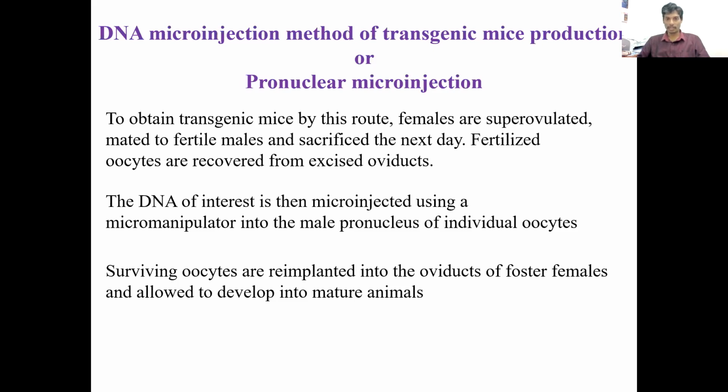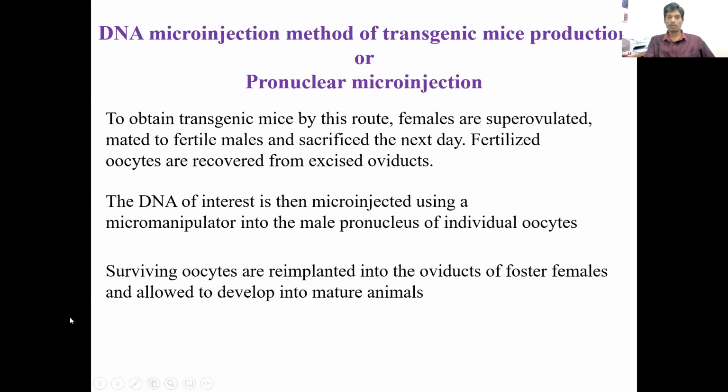Then the DNA of interest is micro injected using a micro manipulator into the male pronucleus of an individual oocyte. Last class we saw how it holds the fertilized oocytes and injects. So terminologically, it is called a micro manipulator, and it releases the DNA of your interest into the male pronucleus of the fertilized oocytes. Then surviving oocytes are re-implanted into oviducts of foster females and allowed to develop into mature animals.